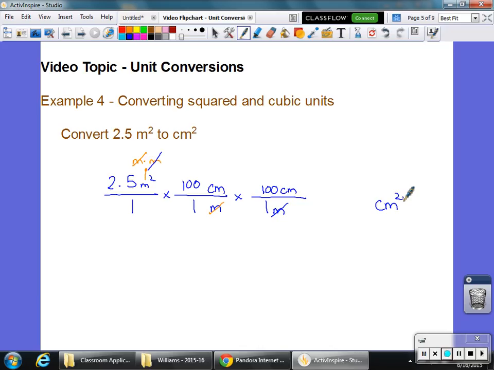And what you notice is, if you have a squared unit, you're going to have to do 2 conversion factors to do this problem. And when we do that, you're going to get an answer of 25,000 centimeters squared. If it happened to be a cubic unit, instead of doing it twice, you would have to do the process 3 times.